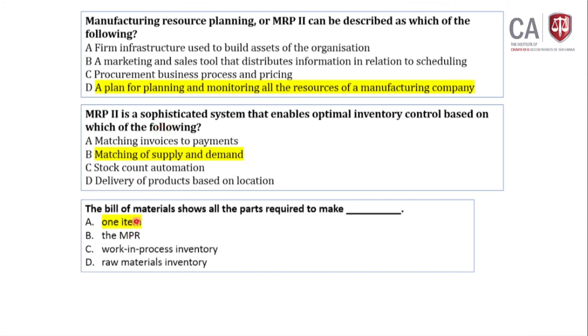The bill of materials shows all the parts required to make what? One item. BOM is for one item. Let us say in order to produce one item, there is a material requirement. So, if it is for 1000, automatically you can calculate based on the BOM what will be the material requirement.